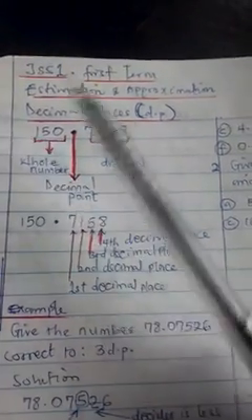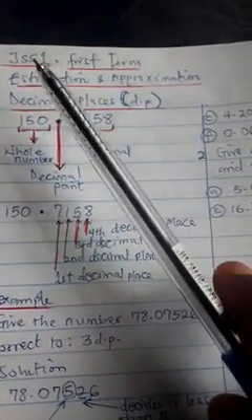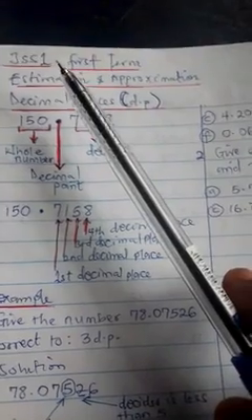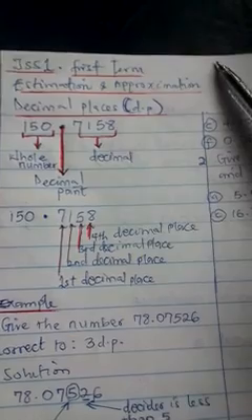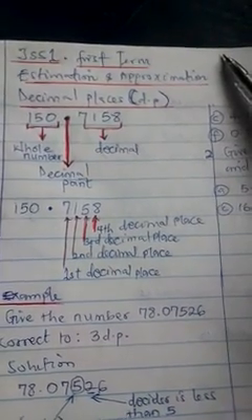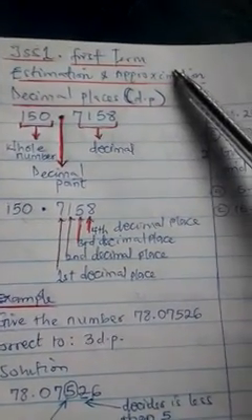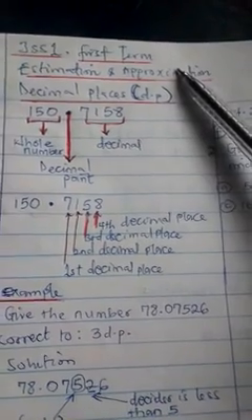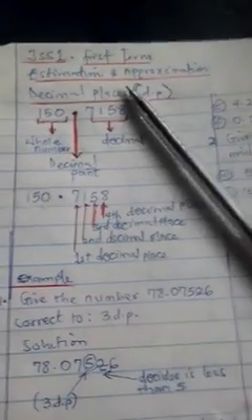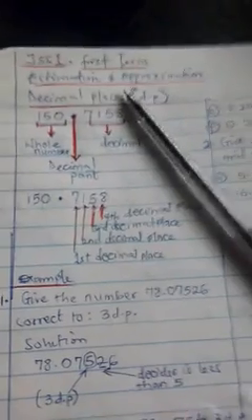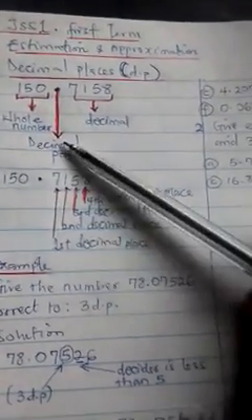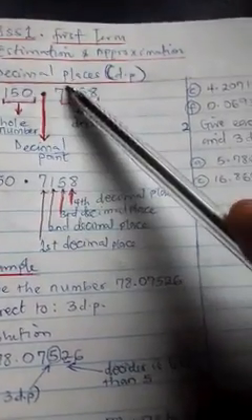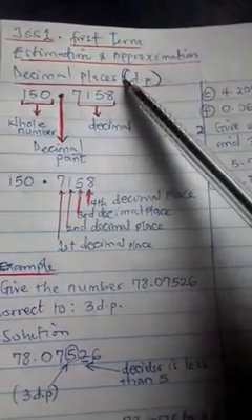But as you can see here, it is written: Genesis 1, first term, estimation and approximation, decimal places. We've done the previous one, which was estimation and approximation, lesson 1. This is lesson 2. In this aspect, we're going to be dealing with decimal places.